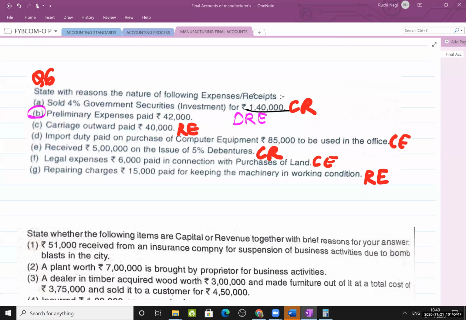Okay, am I clear? Is it clear? Is this concept of revenue expenditure, capital expenditure, revenue receipts, capital receipts, deferred revenue clear to everyone? Next lecture we will look into deferred revenue receipts also.